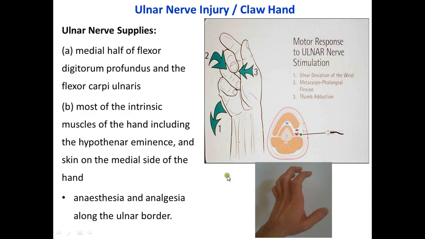Then another, ulnar nerve injury, which causes the claw hand. What happens? The medial half of the flexor digitorum profundus and flexor carpi ulnaris, most of the intrinsic muscles of the hand, hypothenar eminence, and anesthesia, analgesia along the way. In this picture you can see, when we give the stimulation over the ulnar nerve, there is ulnar deviation of the wrist, metacarpophalangeal flexion and thumb adduction. When the ulnar nerve becomes damaged, all these functions become lost, and the claw hand occurs over here.